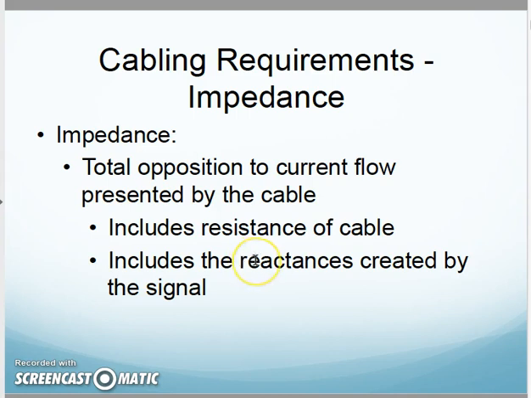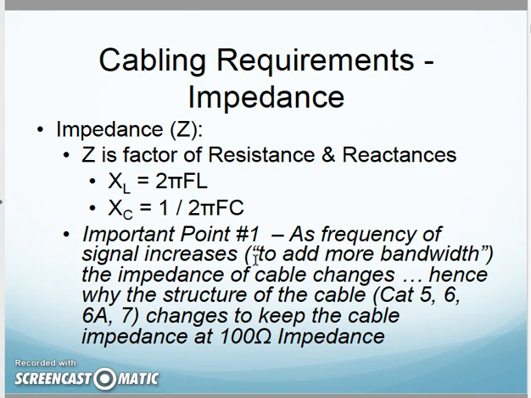The second one is what's called reactance. They don't show you this in the book, but I want you to realize, and you don't need to know these formulas, that if I were to calculate impedance, I run into a formula that, depending on the type of circuit, is going to factor in resistance and reactance.